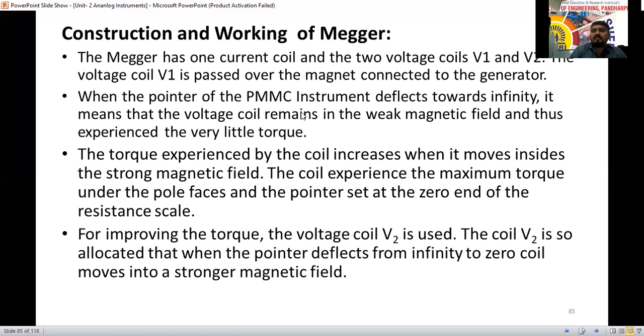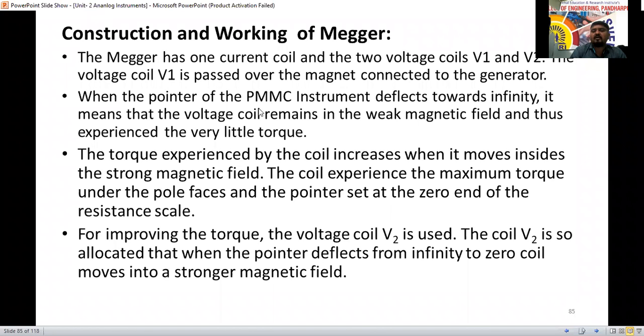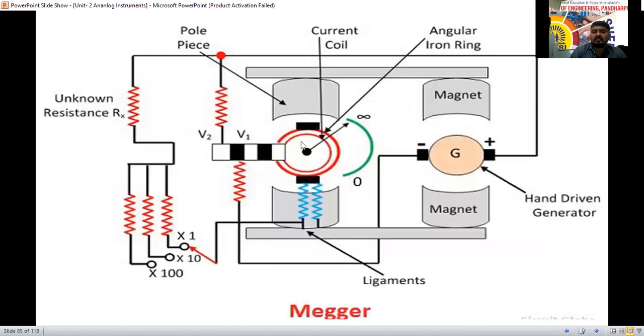When the pointer of the PMMC instrument, see here, this is the PMMC permanent magnet, the coil is a moving coil, and for that reason we are using a moving coil here. And the pointer of the permanent magnet moving coil instrument deflects towards infinity. Towards infinity, it means that the voltage coil remains in the weak magnetic field and thus experiences very little torque. So the torque produced is very low, and the pointer indicates that it is at the infinity side only.